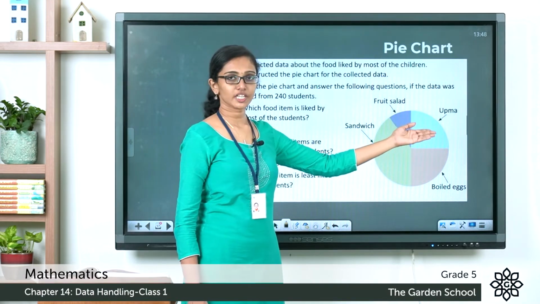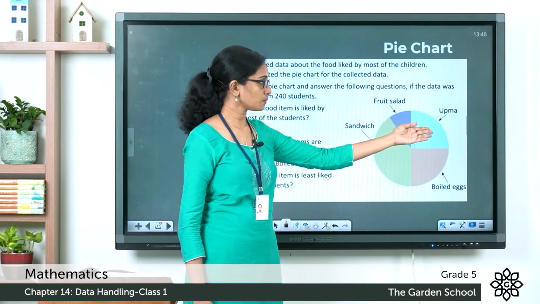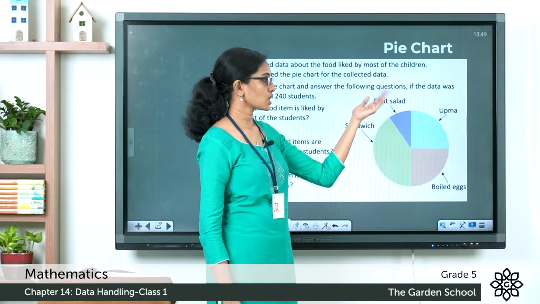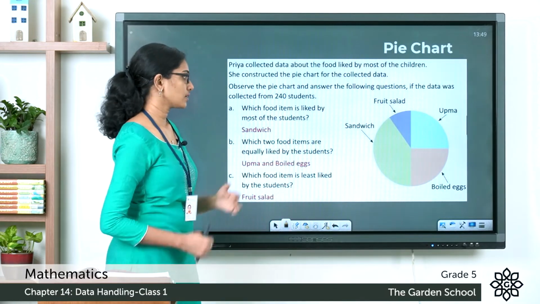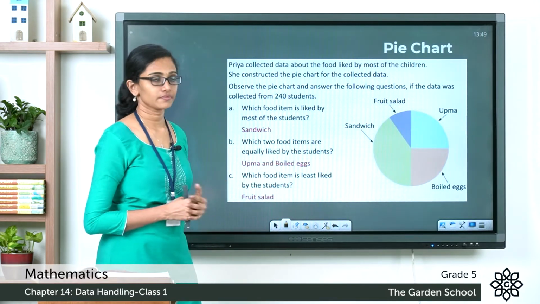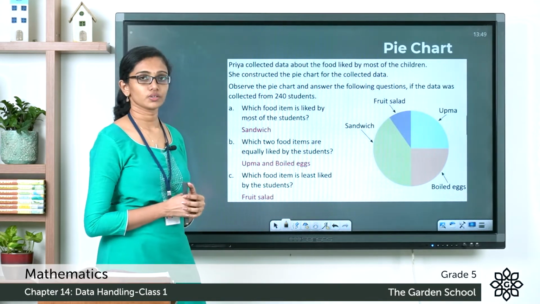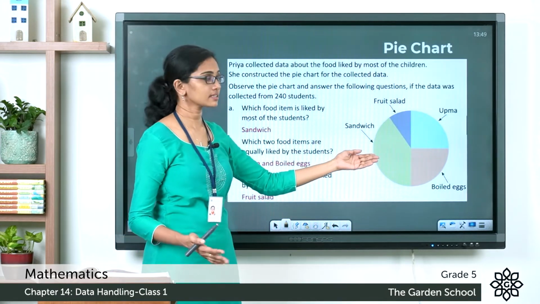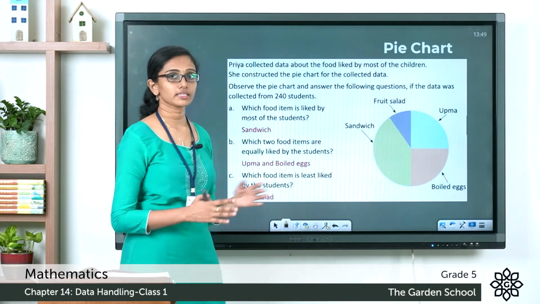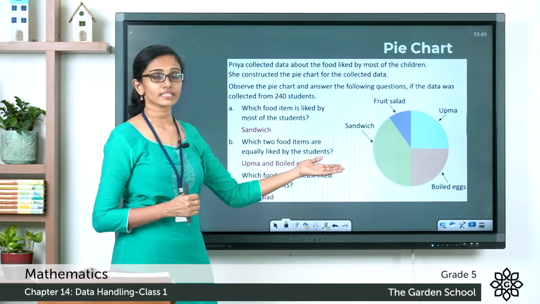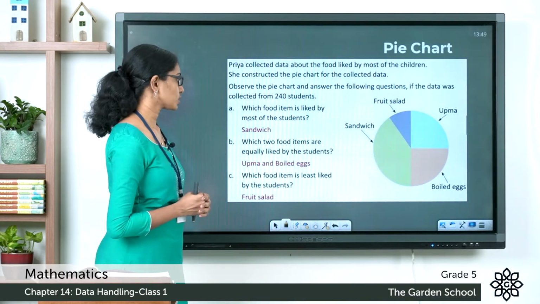And this sector corresponds to the number of students whose favorite food is upma. This sector is the number of students whose favorite food is fruit salad. So let's find out the answers to the questions that follow here. Which food item is liked by most of the students? So from the pie diagram, it is clear that sandwich occupies the most space, or it covers most part of the pie diagram, and hence it will be the food liked by most of the students.